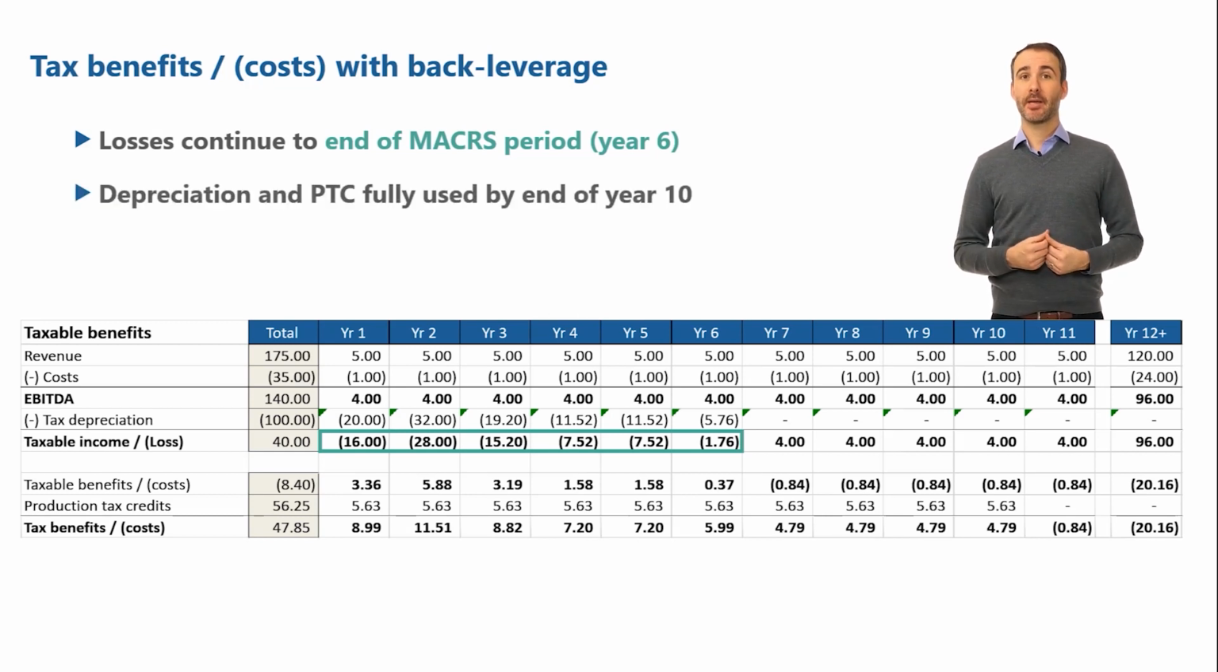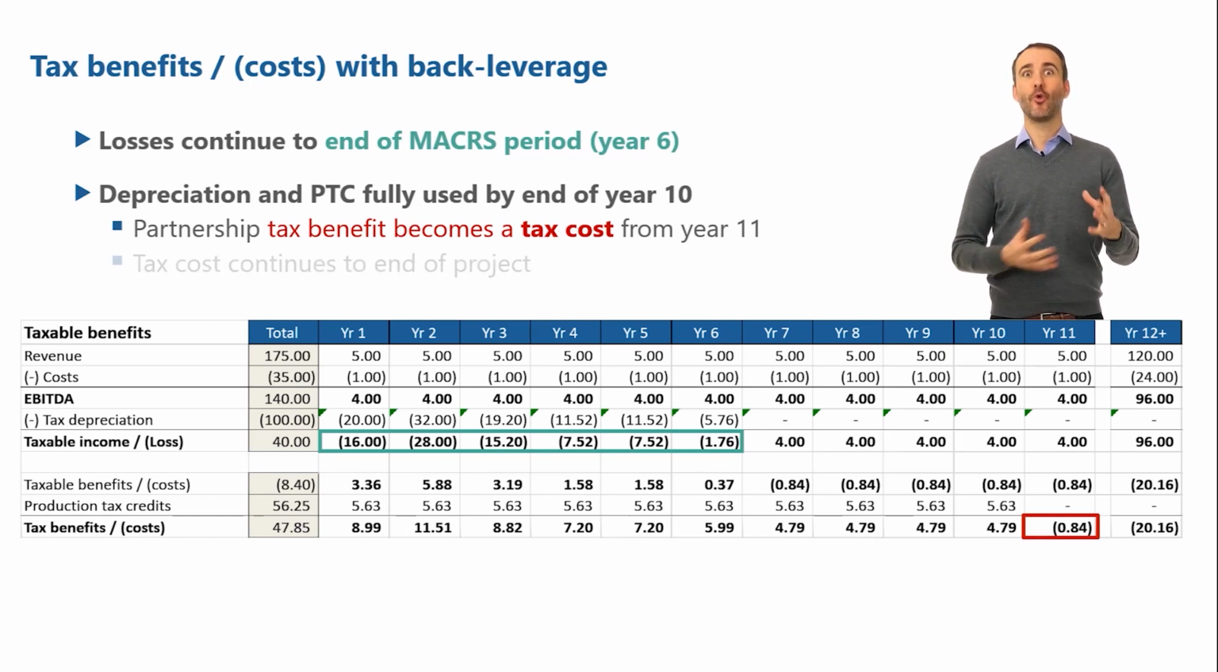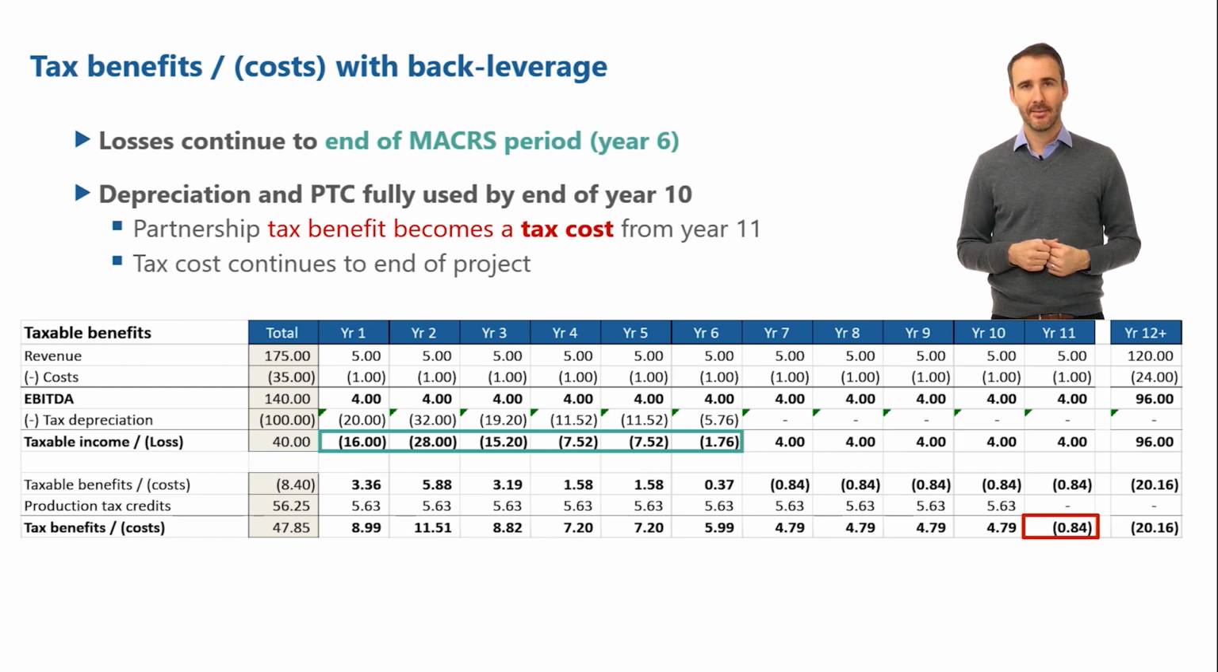Note that the tax benefit becomes a cost in year 11 once the PTC ends in year 10, and all of our depreciation has already been exhausted back in year 6. And the investors of the partnership now owe taxes from year 11 until the end of the project.